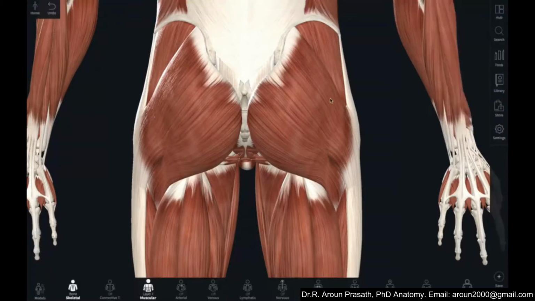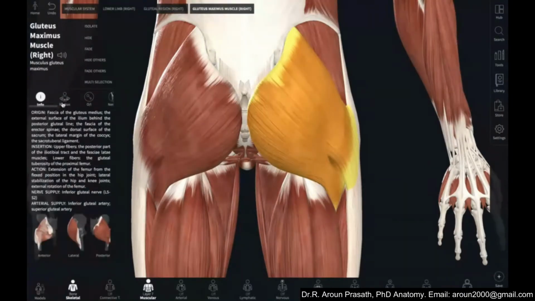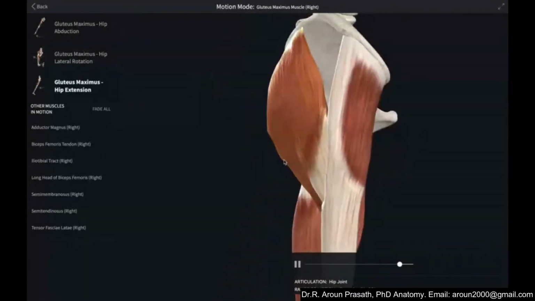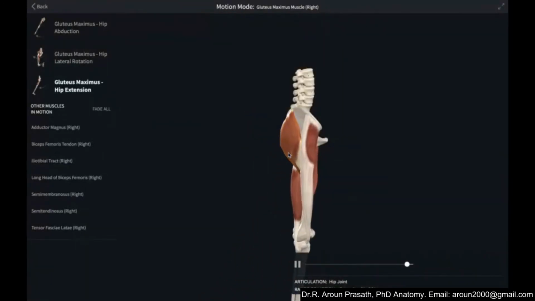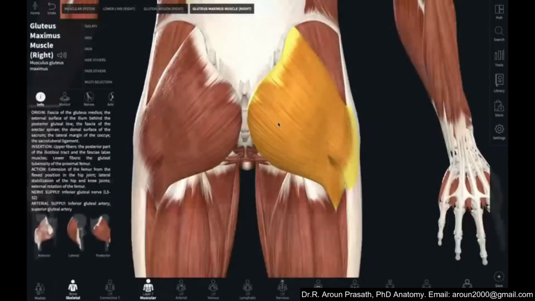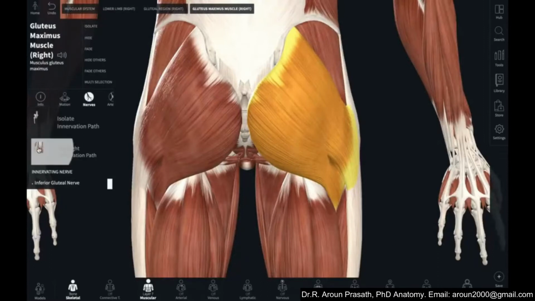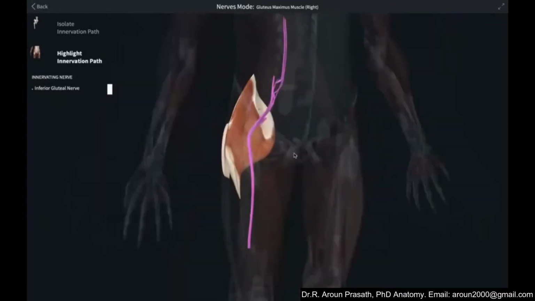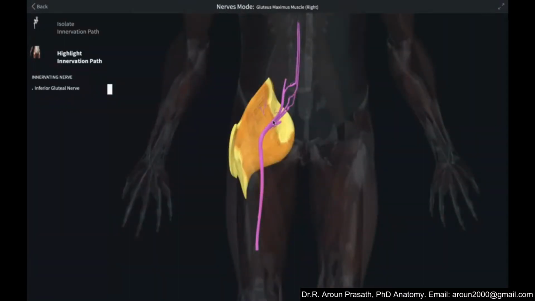This is the gluteus maximus muscle, and it does the abduction and extension movement. You can see this is extension of the hip. These gluteal muscles are supplied by the superior and inferior gluteal nerves. This is supplied by the inferior gluteal nerve, a branch from the sciatic nerve. You see, this is the sciatic nerve, and the branch is going from it.